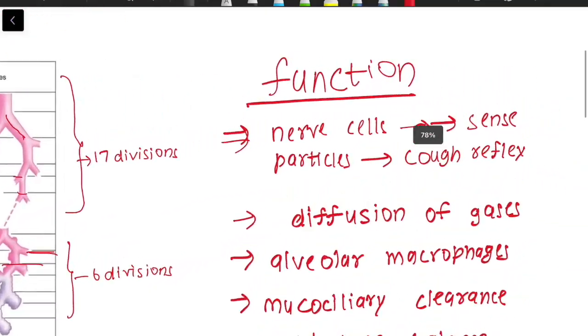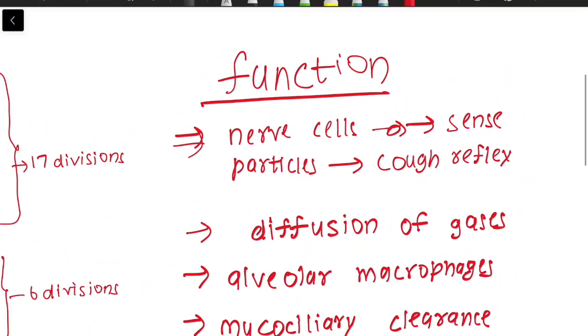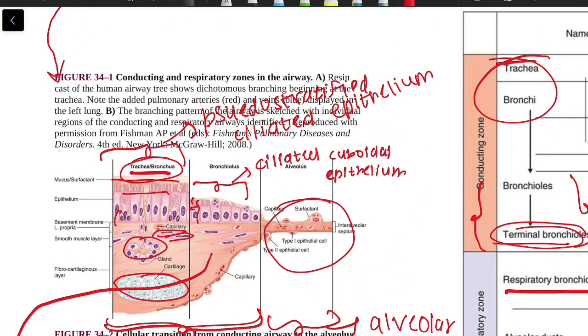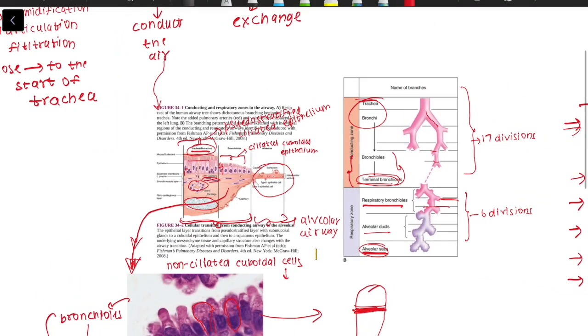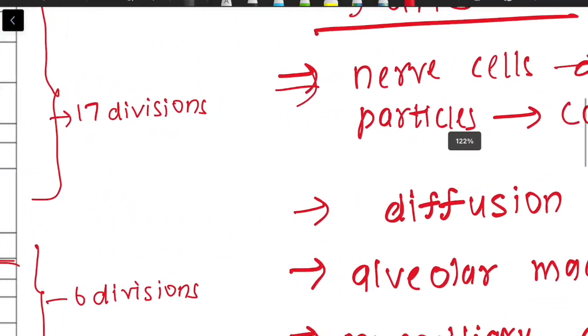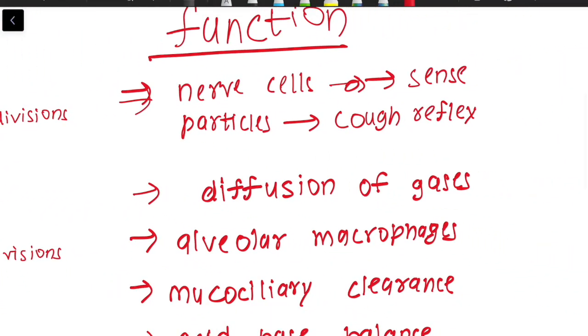Now if I talk about the basic functions of our respiratory system, in our trachea and bronchi there are a lot of nerve fibers too, which have not been shown here, but I'm telling you. These nerve fibers sense stimuli, they can sense particles, dust, coal, tar, any kind of dust particle which is there. So if they sense it, then they produce a reflex.